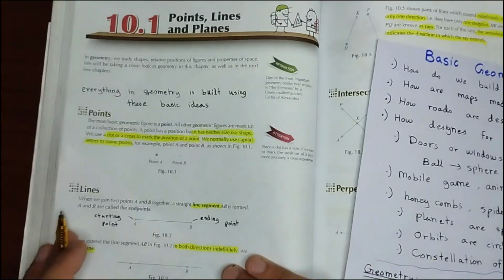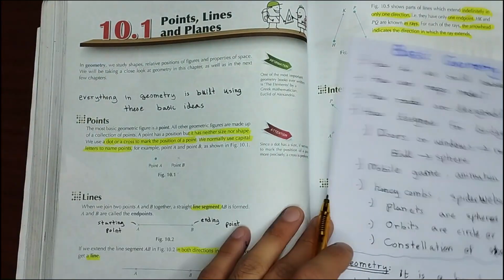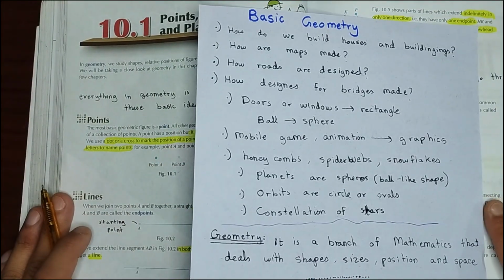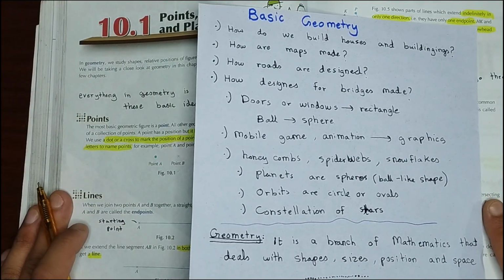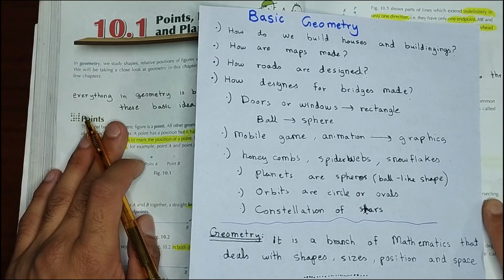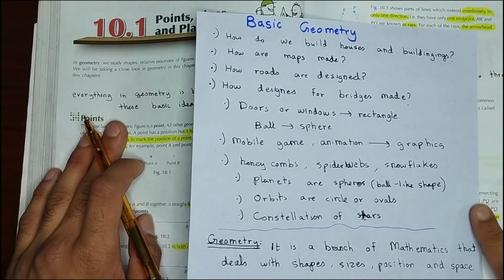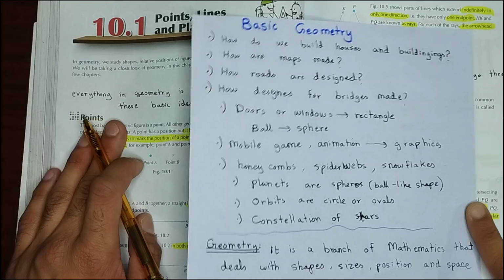Today we're going to start our new chapter, Basic Geometry, on page number 162. Okay, first we're going to discuss the basic things. Basically, we're going to start from the importance of geometry. Why is geometry important itself, right? So you will ask yourself some basic questions here first.